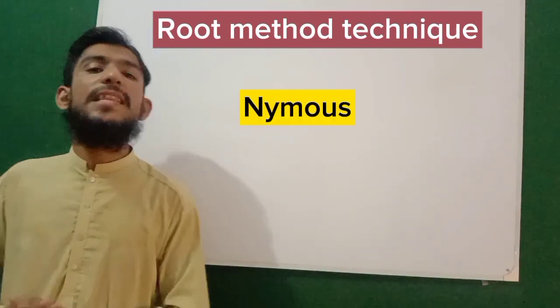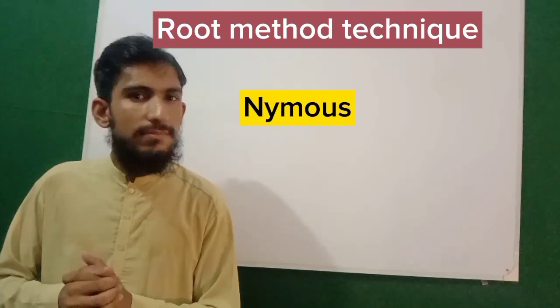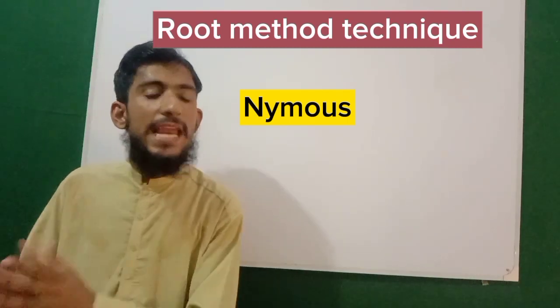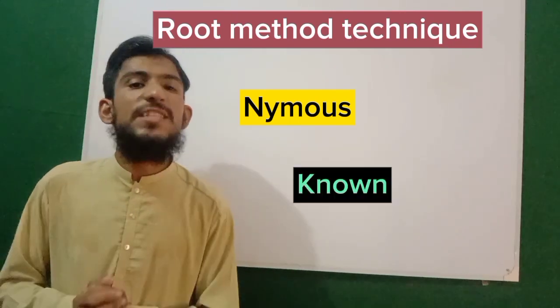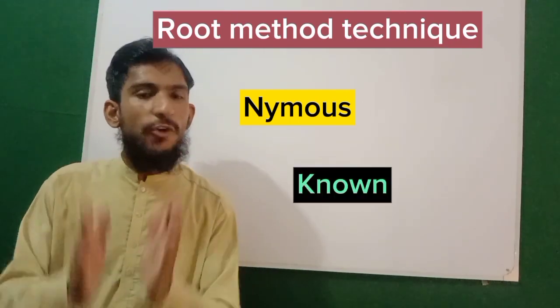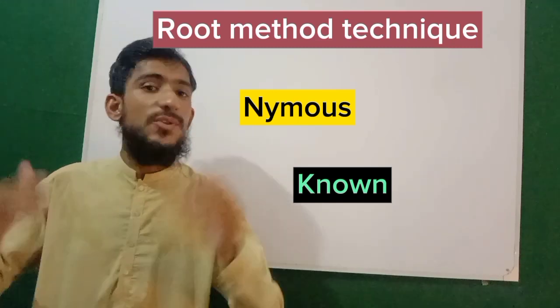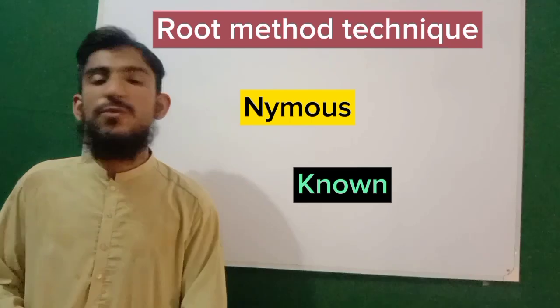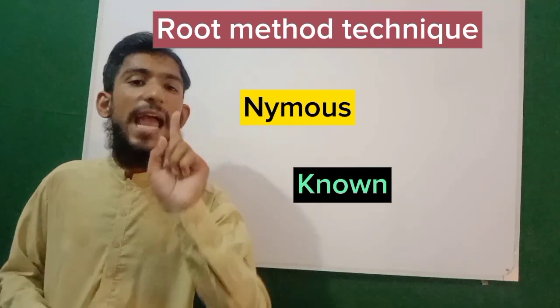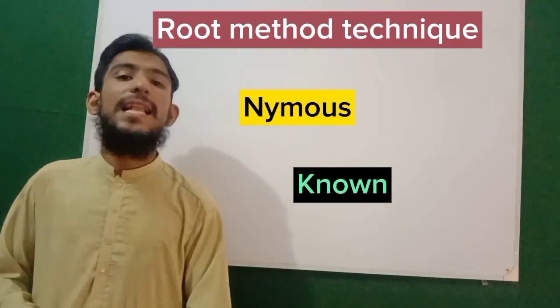Now you will be seeing the next word, nymous. So nym means name, and we have added the suffix us. So nymous means known. From name, nym, nymous means known. So now you have learned 2 vocabulary words from this single root word. You have learned anonymous and you have also learned nymous.